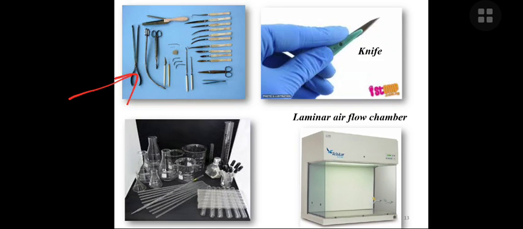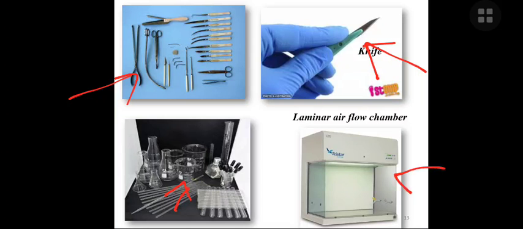These instruments are for cutting the tissue or the plant part for culture, and this is a sharp knife from which we take a small part of the plant for tissue culture. And these are the pipettes and glassware needed for nutrient preparation.